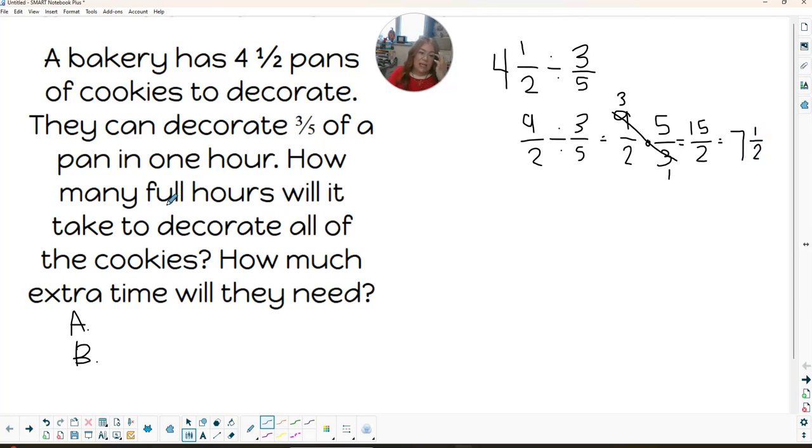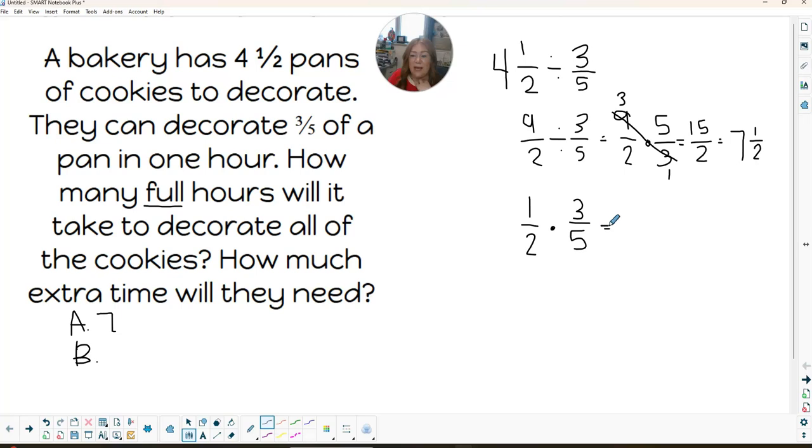So the question says, how many full hours will it take to decorate all of the cookies? So that is 7 full hours. So there's still half of that left over. But the next part, right? Lots of us just want to say how much extra time, and we just want to say it will take half. But it's half of 3/5. Half of 3/5. So we need to take half and times that by 3/5.